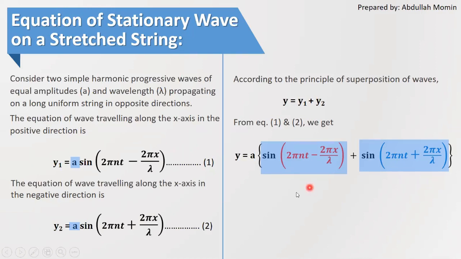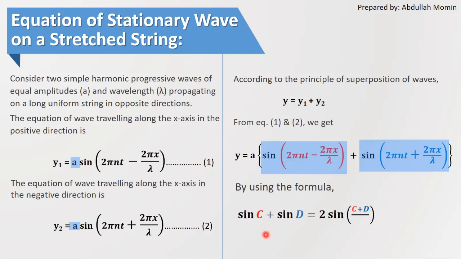So in order to solve this equation further, we are going to use one formula, and that formula is the formula of sin C plus sin D, which is equal to 2 sin (C plus D)/2 into cos (C minus D)/2. Now we are going to expand the term which is in this bracket, by using the formula of sin C plus sin D.